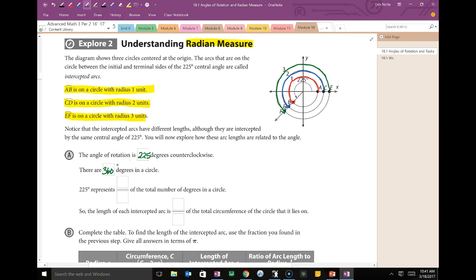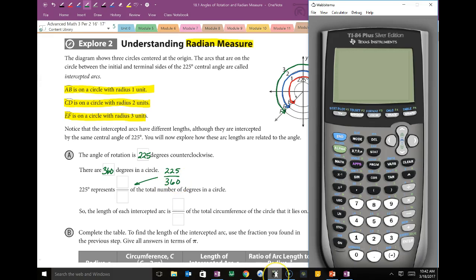360. So to represent that as a ratio, we're basically going to take 200, and so this ratio is going to come from 225 over 360. So what would that reduce to? Okay, so if you want, you can grab your calculator and reduce it. So 225 divided by 360, and I'm going to hit math fraction because I want it as a fraction, a ratio, and that would be 5/8 of the circle.